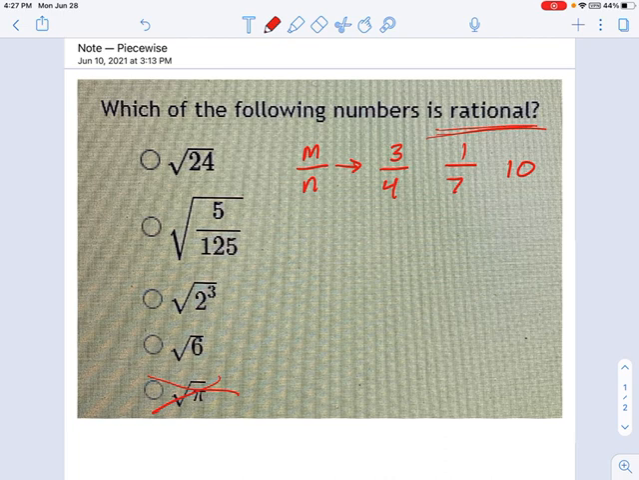But what about all these other ones? Well, what about the square root of 6, for example? Try putting the square root of 6 into your calculator. I'm going to type that in here, and let's see what I get. I get 2.449489, and it goes on and on and on forever. So I'm going to guess that's not rational, because it just keeps on going forever and ever.